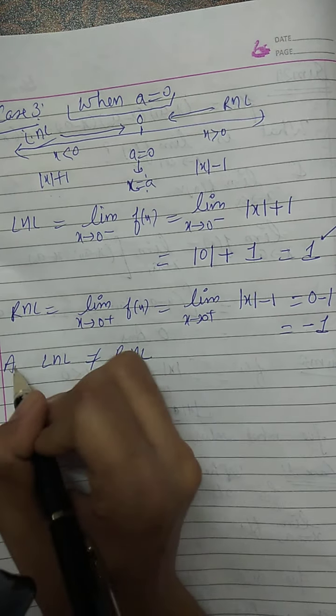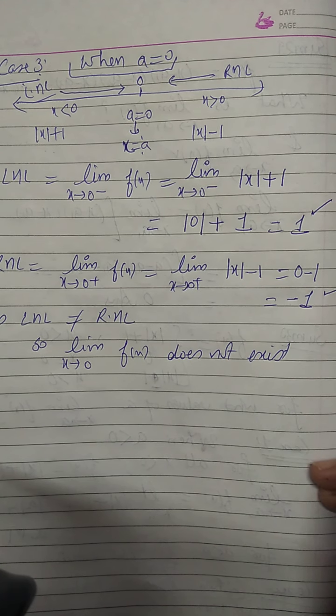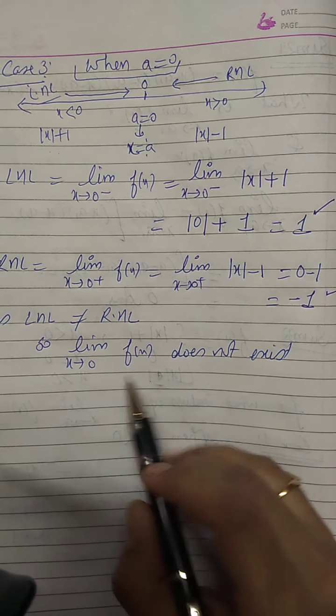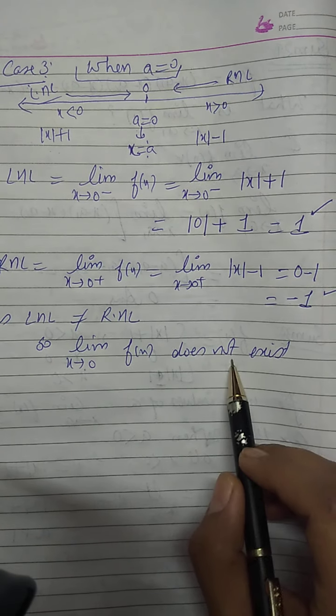Okay, so limit x approaches 0, f of x does not exist. Now we will combine the result of all the three cases. When a is a positive real number, limit exists. When a is a negative real number, limit exists. But when a is 0, limit does not exist.